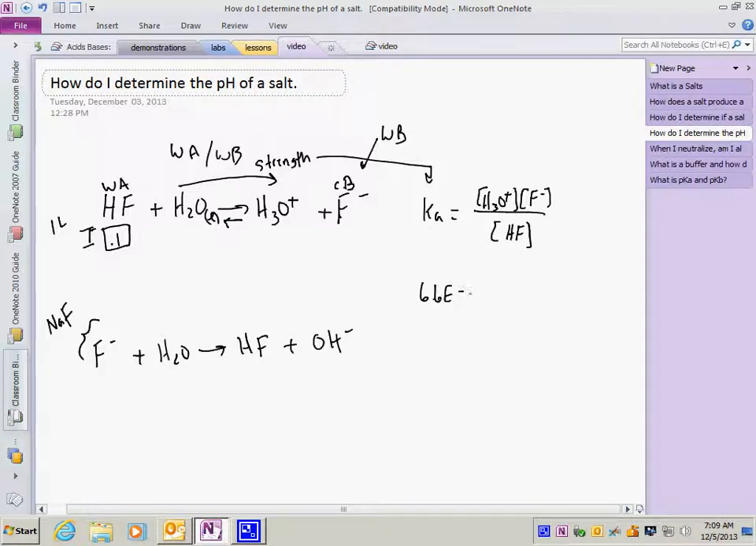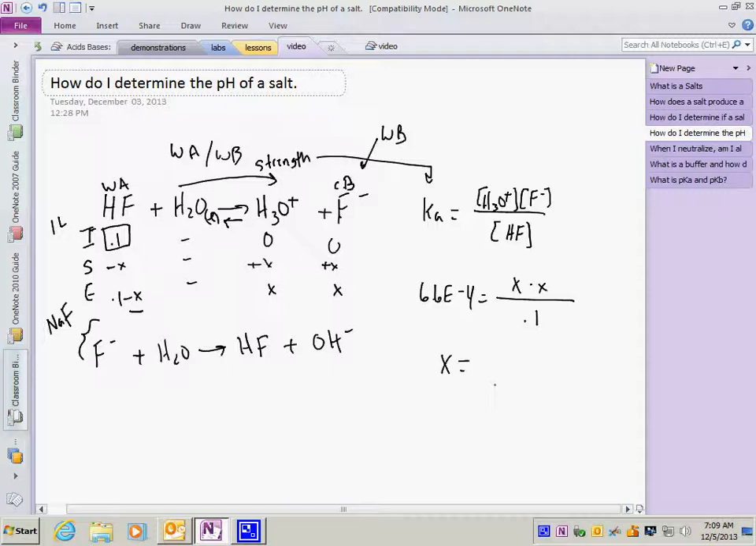6.6 e to the negative fourth equals, stoic ratio, equilibrium, minus x, not playing a role, 0, 0, plus x, 0.1 minus x, and then x and x. Plug all these values in, x times x. I will use my shortcut rule here, 0.1, solving for this, multiply it times 0.1 is 6.6 e to the negative fifth, square root, and I get x equals the concentration of the H3O plus ions.